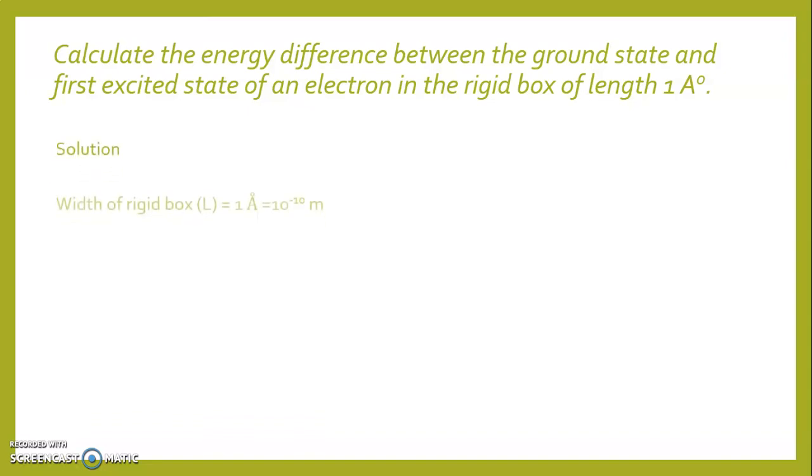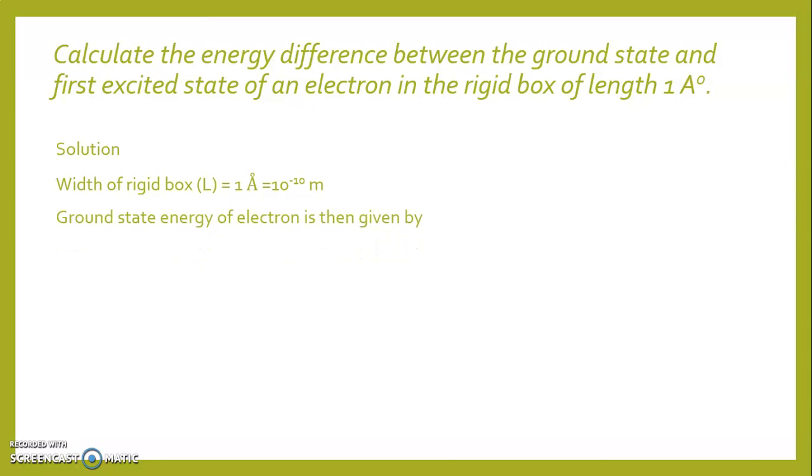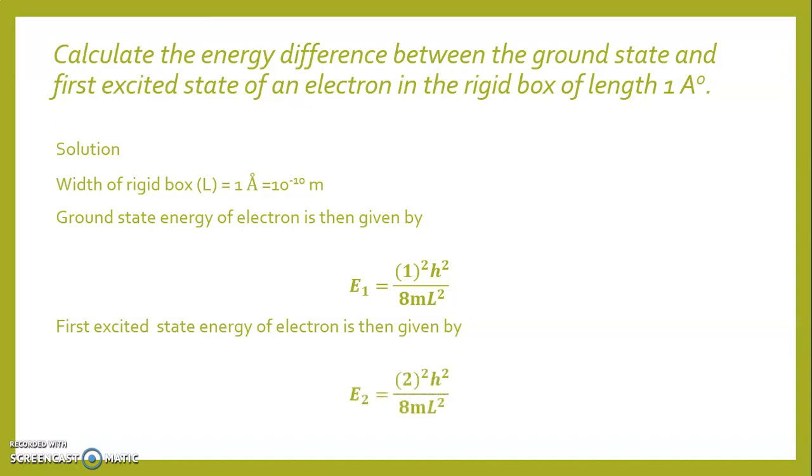So what is given? Width of rigid box is 1 angstrom, that is 10 raised to minus 10 meters. Then ground state energy of electron is given by E1 equals 1 square h square upon 8 m L square, while first excited state energy of electron is given by E_n; now we are going to put n equal to 2. So E2 is equal to 2 square into h square upon 8 m L square. As 2 square is 4, we can write it as 4 h square upon 8 m L square also.